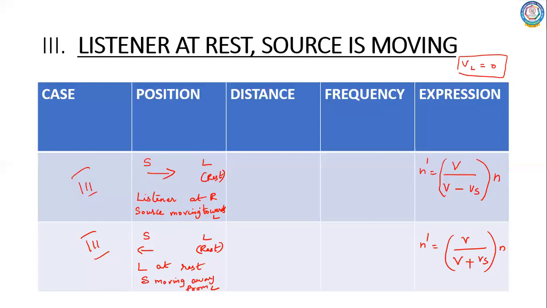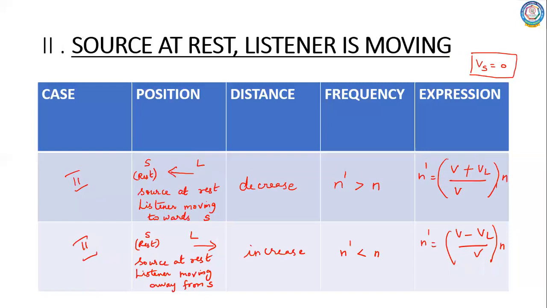And what about the distance here? Now source is moving towards the listener who is at rest. So distance will be decreasing. What about apparent frequency? Apparent frequency is more than actual frequency. Now at this case, source is moving away from the listener. So the distance will increase. Apparent frequency will be lesser than the actual frequency. Okay, so these are the 3 different cases.